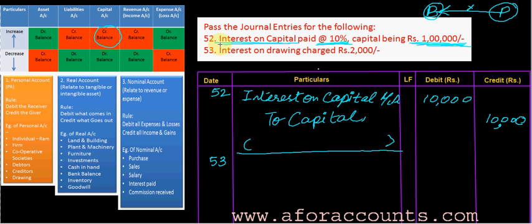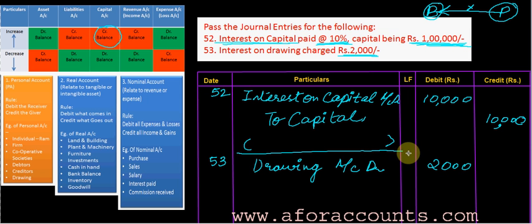Now the next entry, interest on drawing charged rupees 2,000. Drawing, when the proprietor withdraws money from the business, it is drawing. Drawing account is treated as an expense, or it has to be always debited. See, what entry will I pass here? Drawing account debit, by 2,000.